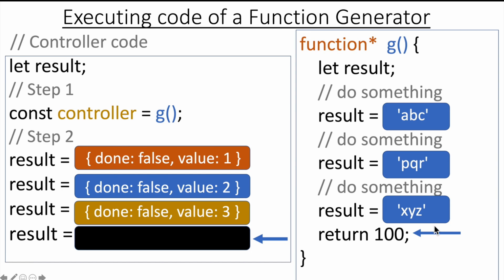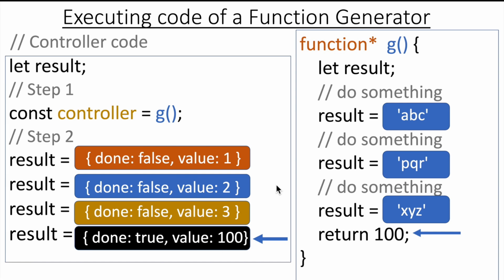And as you can see, we have reached the end of the function generator body, and the last line of code is a return statement and it's returning the value 100. When this line of code gets executed, we get a message here in the controller with done as true and the value as 100. Done is true, indicating that the function generator body has finished executing. And then the return value of the function generator, which is 100, will be passed as the value within this message.